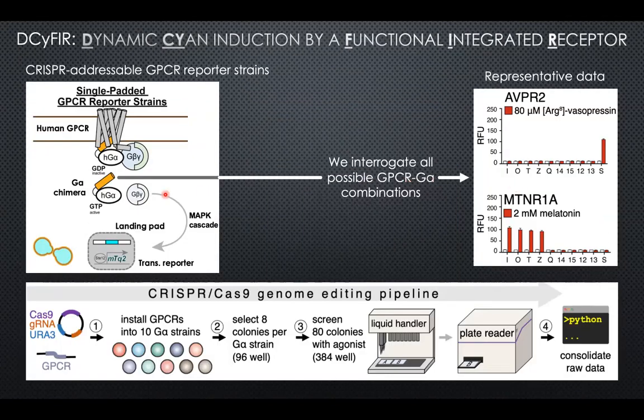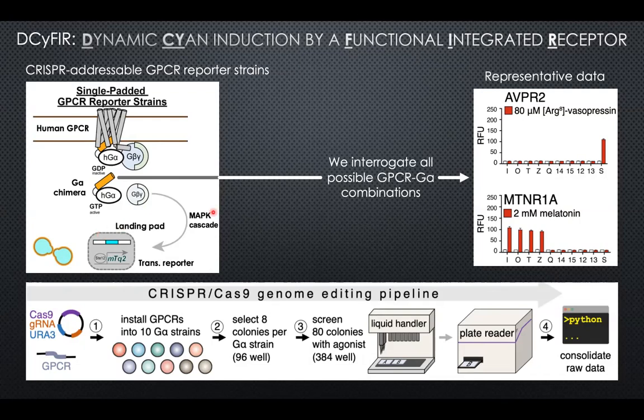So when you put this all together, what you get is a yeast strain that expresses a human GPCR from the genome, from a CRISPR-integrated landing pad. This human GPCR couples to one of the 10 G alpha chimeras in its particular strain, and stimulation of this pathway results in cyan cells by driving the mTurquoise2 transcriptional reporter. So these cells, when they're on, are going to be cyan. When we do these experiments, we always install a given receptor into all 10 strains to interrogate all possible GPCR G alpha combinations.